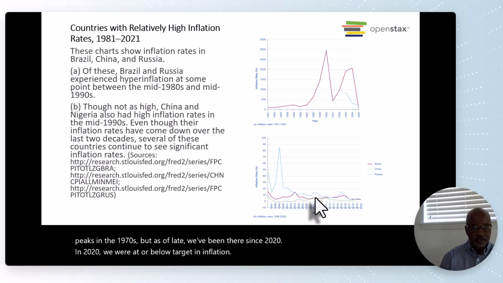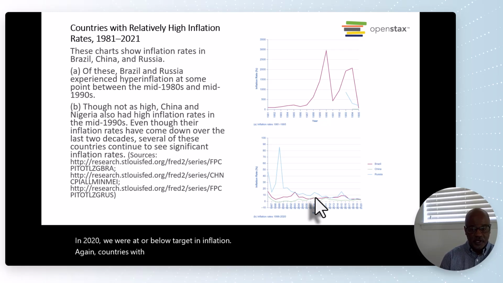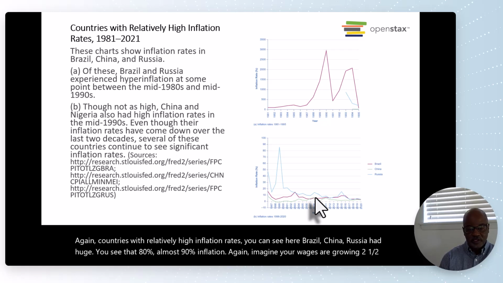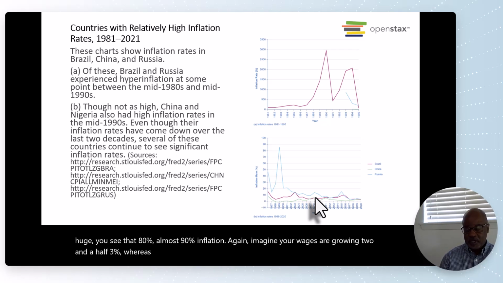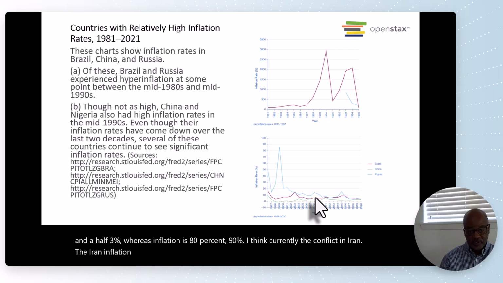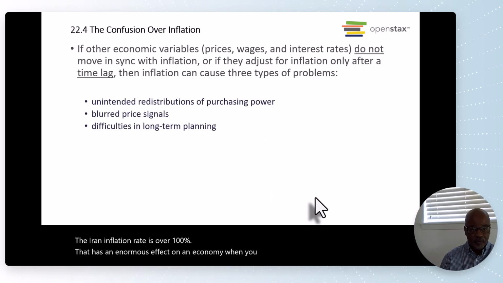Again, countries with relatively high inflation rates, you can see here, Brazil, China, Russia had huge, you see that 80%, almost 90% inflation. Again, imagine your wages are growing 2.5, 3%, whereas inflation is 80%, 90%. I think currently the conflict in Iran, the Iran inflation rate is over 100%. That has an enormous effect on an economy when you have inflation that's out of control.